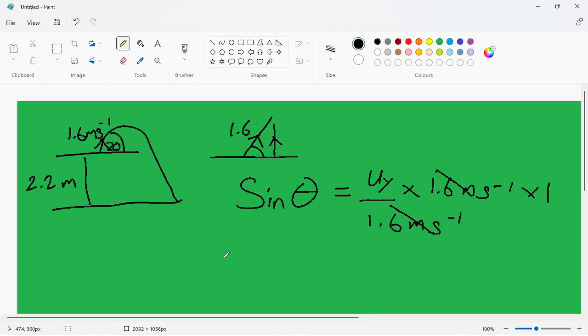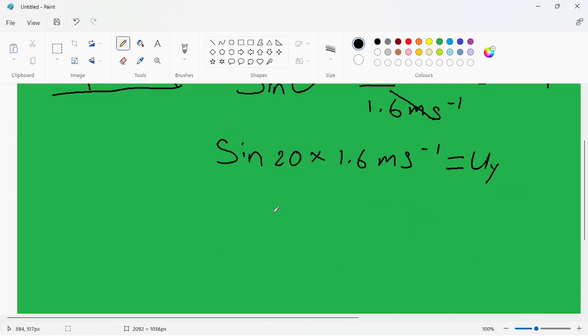So now we're going to write sine 20 times 1.6 meters per second is equivalent to uy. When you plug this into your calculator, you should get uy is equivalent to 0.547 meters per second. So that's the y component of the initial velocity.